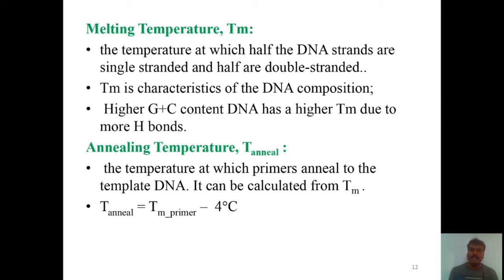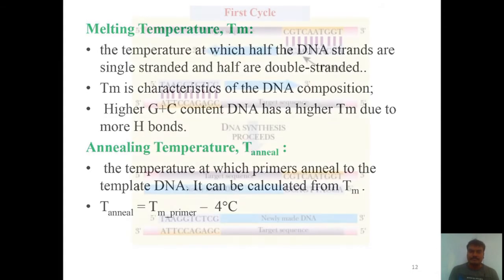Okay, then annealing temperature. Annealing temperature is the temperature at which your primers will bind to the template DNA. It can be easily calculated from the melting temperature of your primer, which is different from this Tm. Please carefully note, it is different from this Tm. So T annealing is equal to T melting point of your primer minus 4 degrees Celsius. If you know the melting temperature of your primer, it is easy to arrive at the annealing temperature.